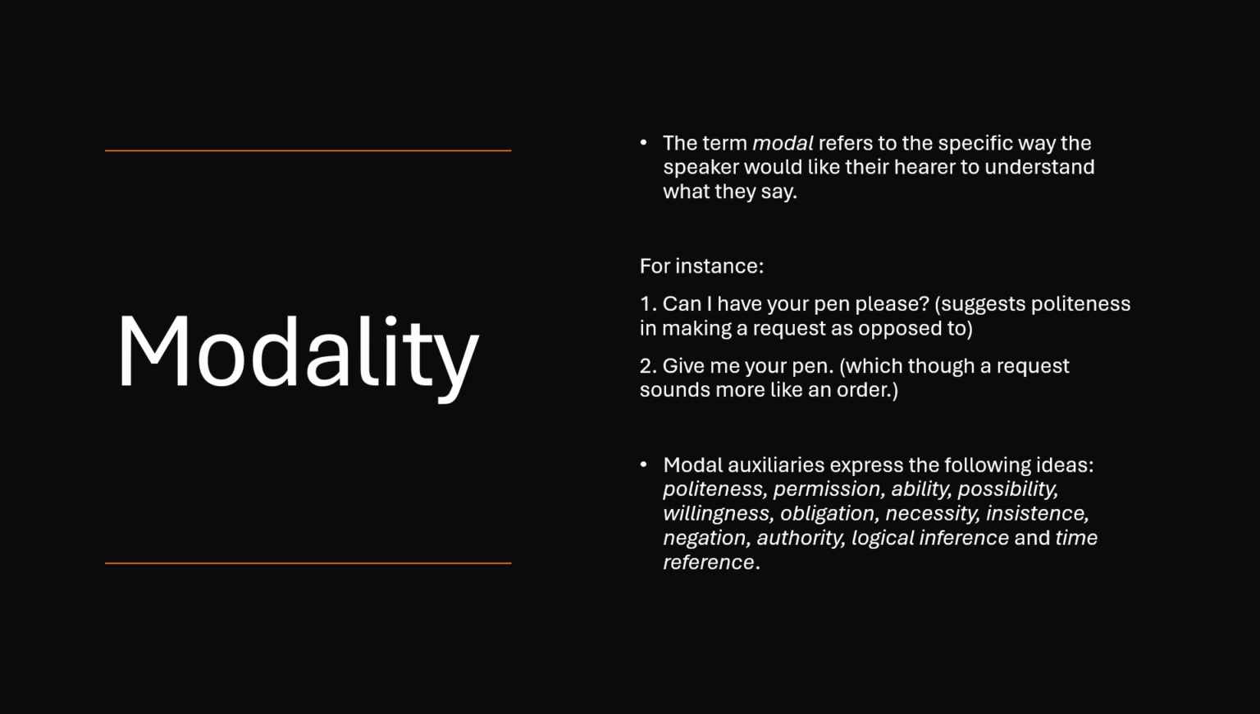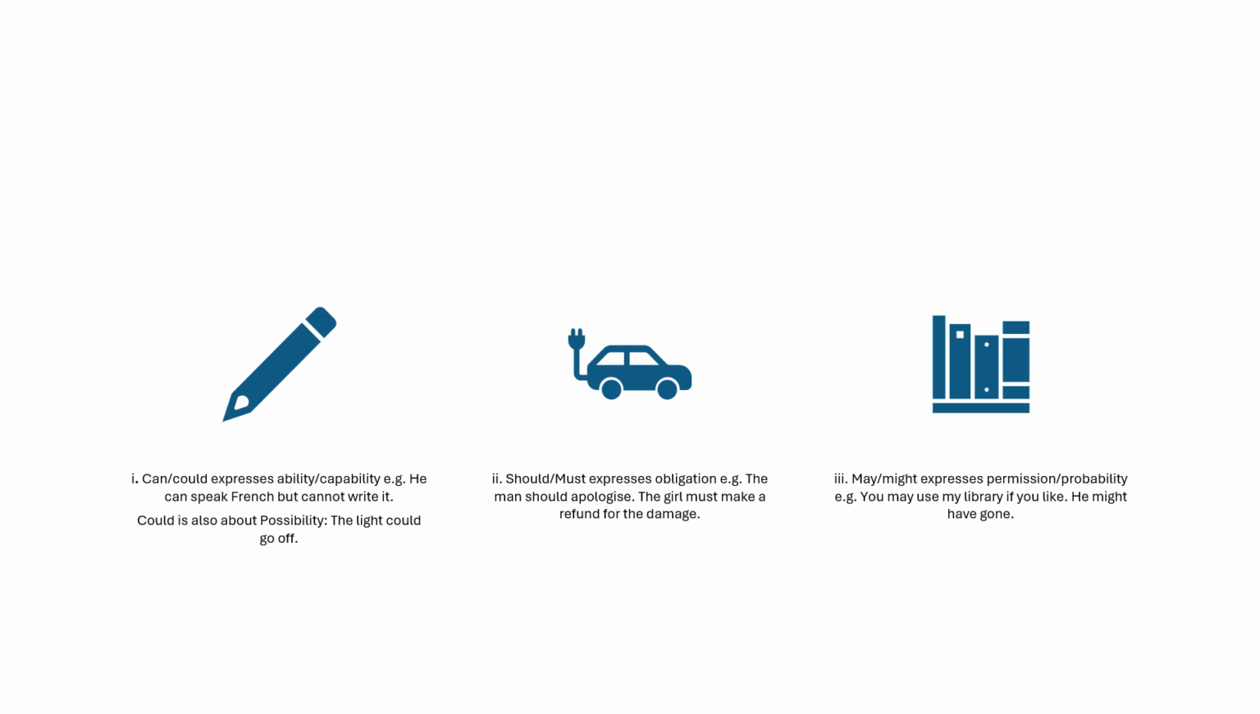So auxiliaries express the following ideas. They express politeness, permission, ability, possibility, willingness, obligation, necessity, insistence, even negation, authority. Of course, when you look at obligation, it is actually bent to authority. Then logical inference and time reference. So here are some examples.